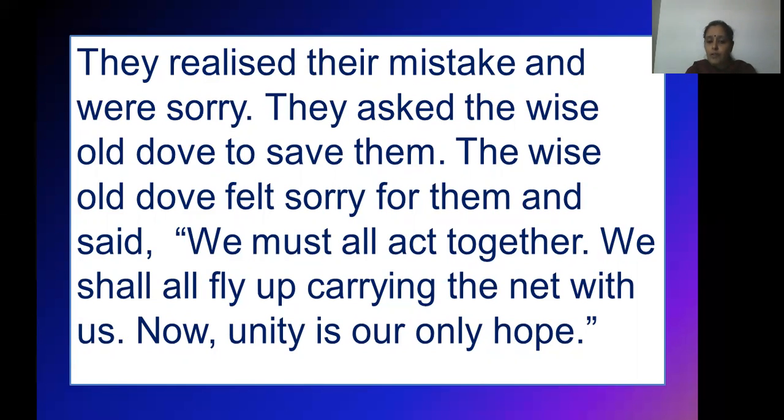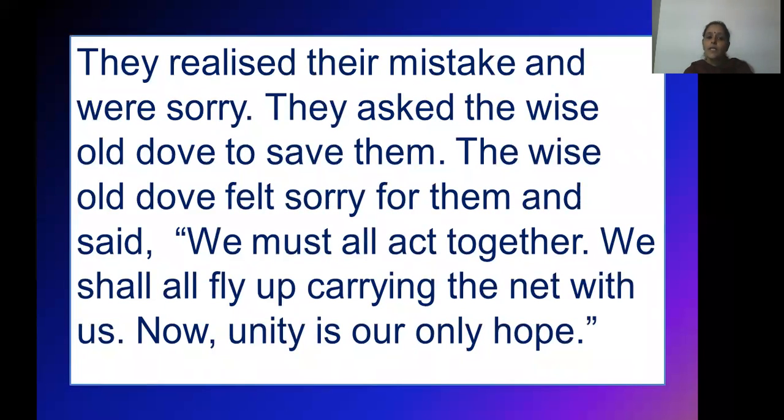We shall all fly up carrying the net with us. Now, unity is our only hope. Okay, so what is the wise old dove telling them? Again, it is a dialogue, actual words spoken by the dove. So we have put it in the inverted commas.